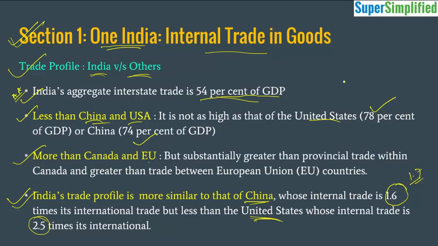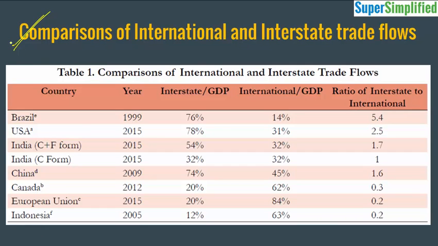And it is quite natural for the large countries to have a high interstate trade to GDP ratio because the size of their domestic market itself is huge. Whereas in the case of smaller countries, the international trade level is higher than the internal trade. And these are some of the figures here to support these observations.